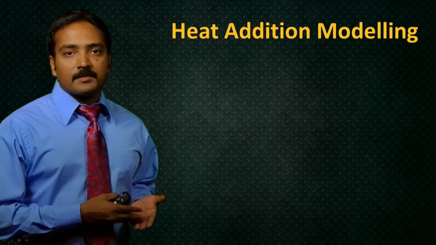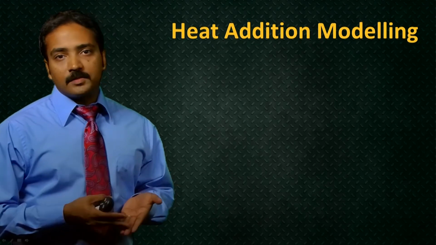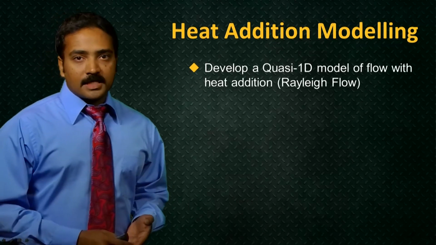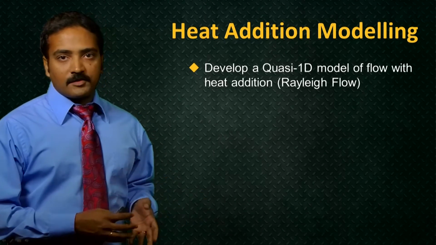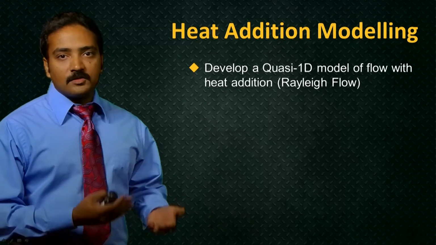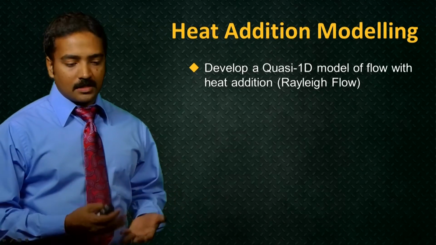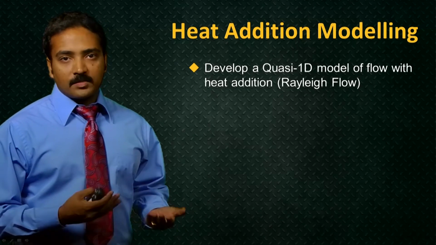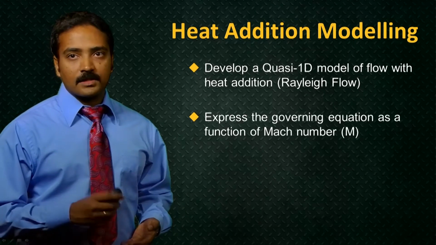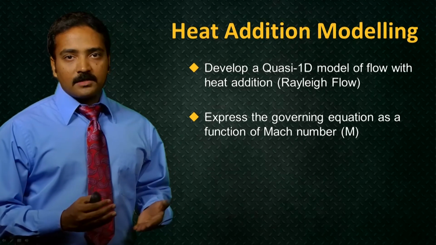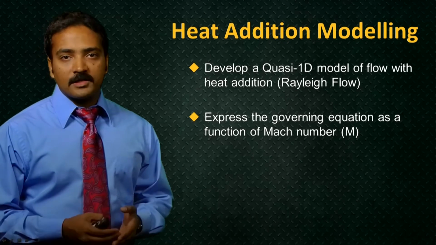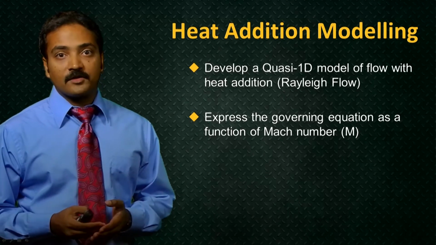Having done the friction mathematical model previously, it's going to be a lot easier to follow this analysis. Just like we did with the last model with friction, we now will assume again a quasi one-dimensional model of the flow with heat addition, and this is typically called Rayleigh flow. Once we do that, we are now going to again express all the governing equations in terms of one ordinary differential equation, which will be purely a function of Mach number.